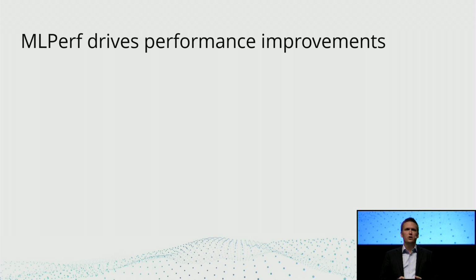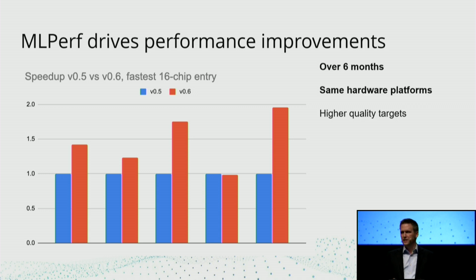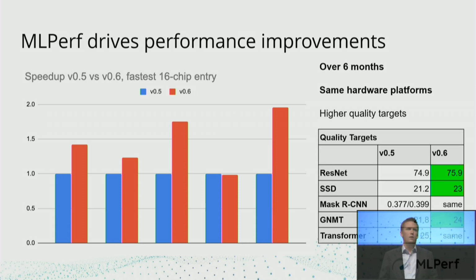So what I'm going to do is show you a comparison of 16 chip systems, the best score on any 16 chip system in version 0.5 and version 0.6. So here they are, and you see a substantial performance improvement, somewhere around 50% across that 6-month span, same hardware. No one introduced new 16 chip systems in this time, with higher quality targets.